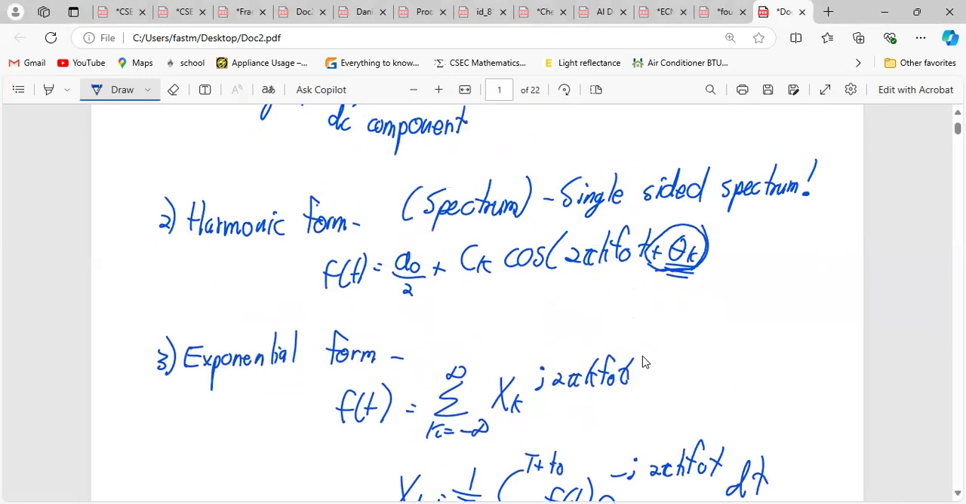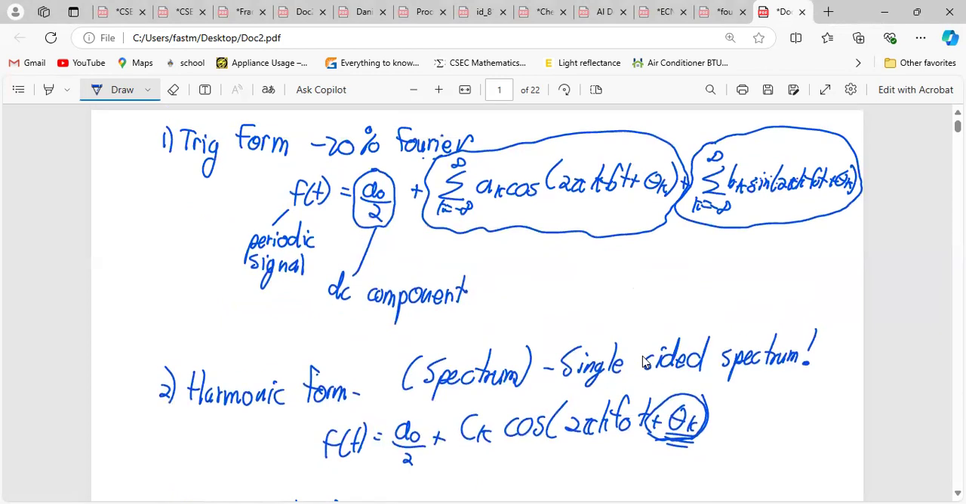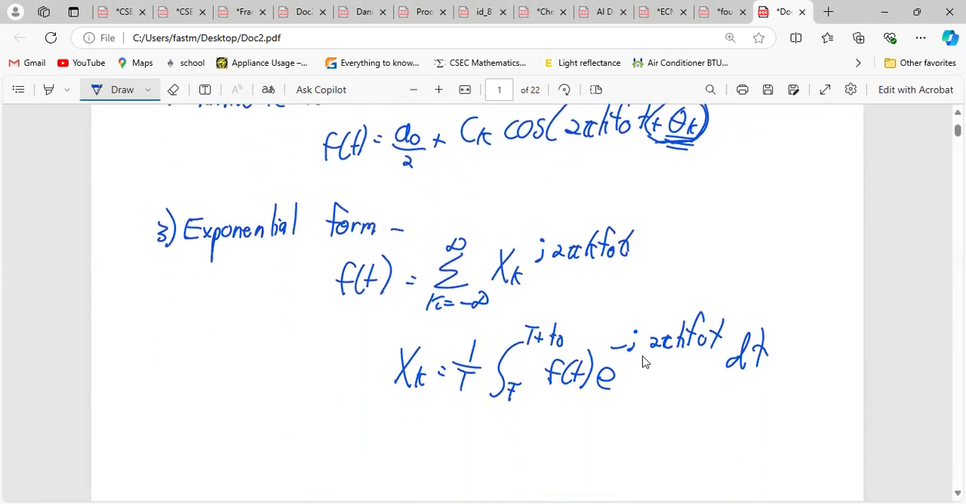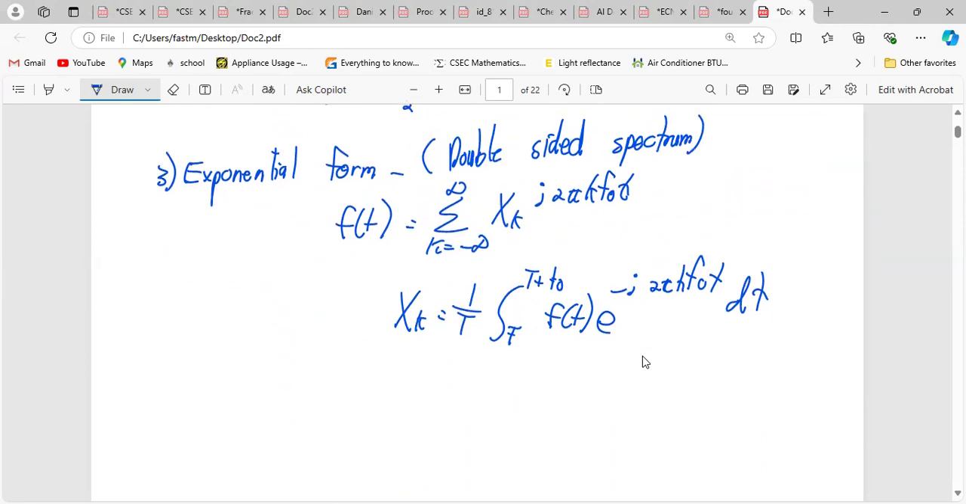Right, so I'm telling you, you have to know all these forms, like the ones back here. You must know the equation for them. You have to, right? That's very important. And finally, you use the exponential form to get the double-sided spectrum. There is an easier way to get the double-sided spectrum without going through the exponential form, but most people use this to get the double-sided spectrum, right?